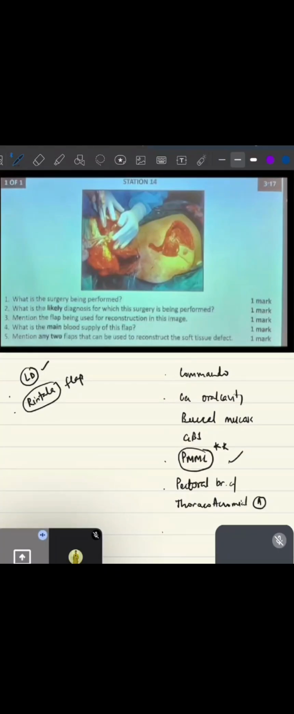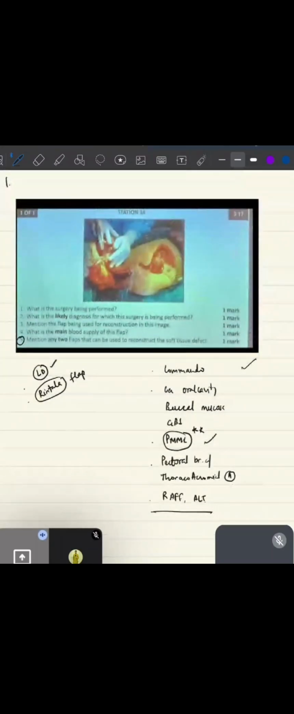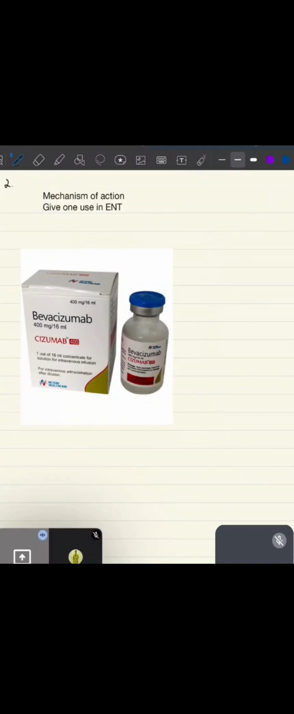And any other two flaps that can be used to reconstruct? Yes, RAF, ALT, anything you can add. This is a common question. In the section of maxillectomy that we had seen, they had asked which flap will you use for reconstruction of a maxillary defect; similarly for a mandibular defect. These specifics you should remember. This is an easy go. Full marks you can achieve in this kind of question if you have practiced it once or twice. So after this PMMC, let's start with today's question.